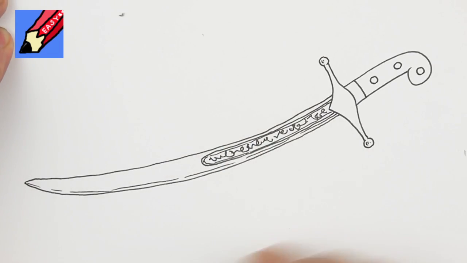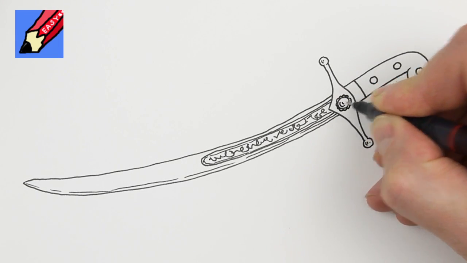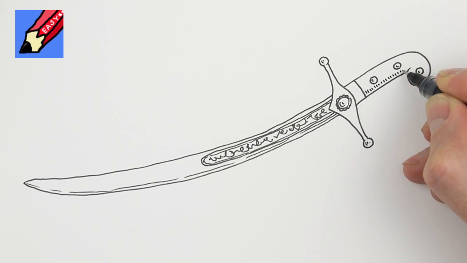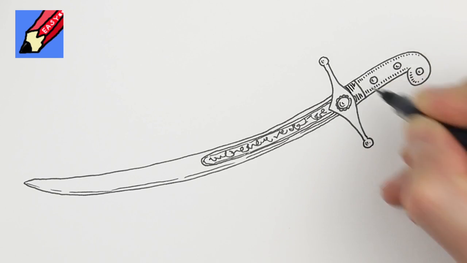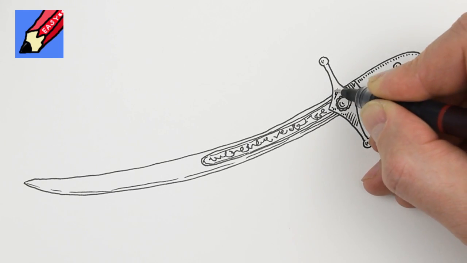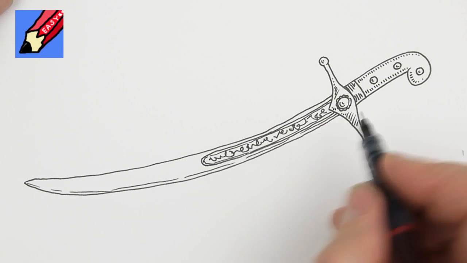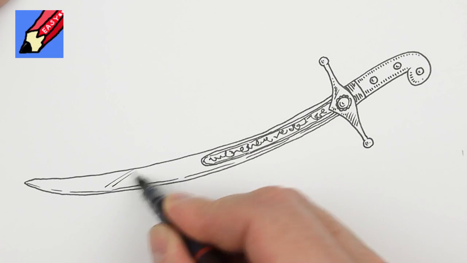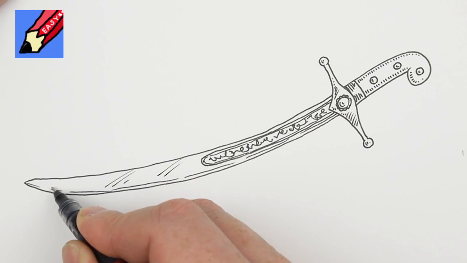And when you're sure the ink is dry, you can erase the pencil lines and put a jewel in the middle of the cross guard, and then put some very subtle hatching along the grip. You can put some hatching on the cross guard too, and then just a few little silver shine marks across the blade to give the effect of metal reflection.